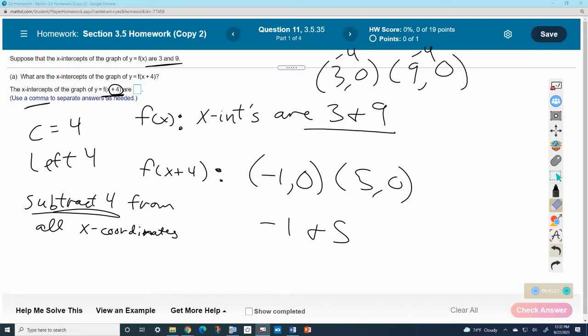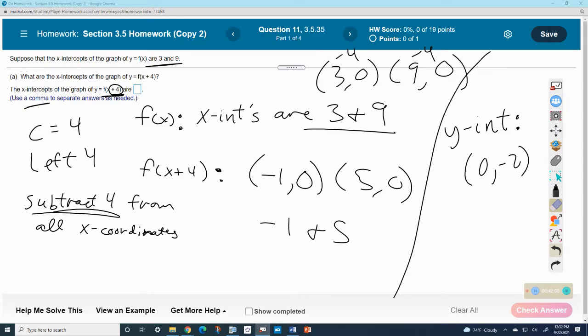All right, what if it gave the y-intercept? What if it said the y-intercept is (0, -2)? What would the new y-intercept be? Well, that would actually be hard to tell because it would change the x coordinate, but it wouldn't change the y coordinate, but then it would no longer be a y-intercept, so you wouldn't be able to really tell what the y-intercept is, so don't worry about that.